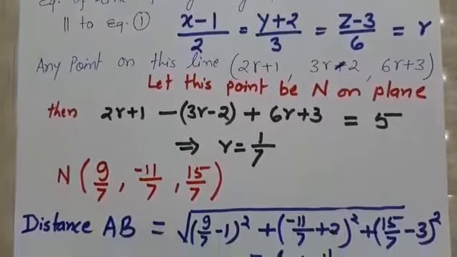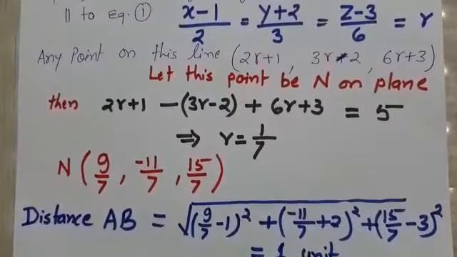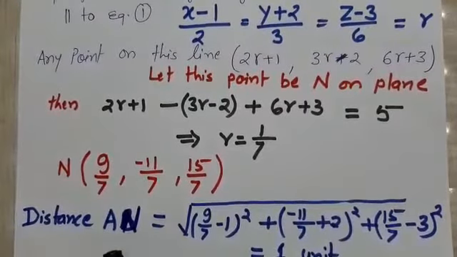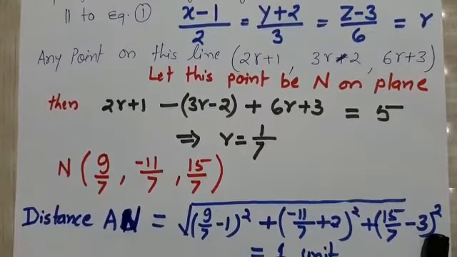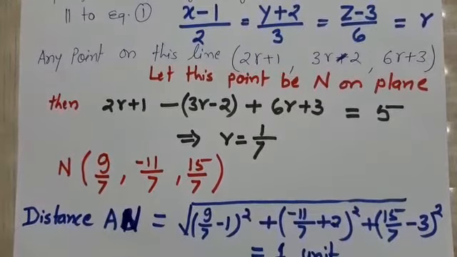Now finally we have to find the distance. Find the distance AN using the distance formula between two points. After solving this, we will get the result 1 unit.